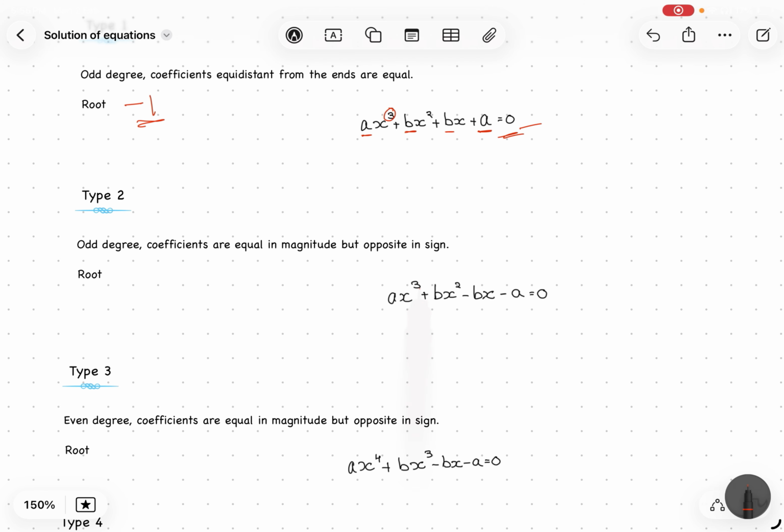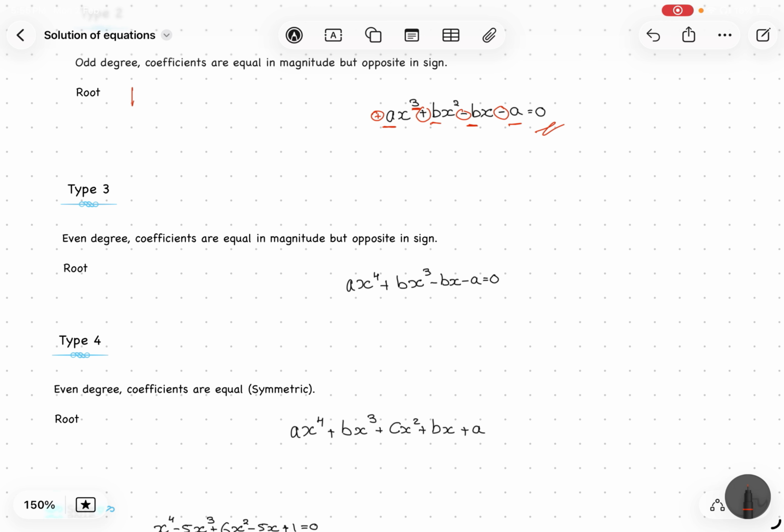Type 2. If a polynomial is of odd degree and the coefficients are equal in magnitude, a over here, a over here, b over here, b over here, but are opposite in sign, in such cases, the roots are always 1. Type 3. If we have a polynomial which has even degree and the coefficients are equal in magnitude but opposite in sign, that is this, then the roots are always 1 and minus 1.